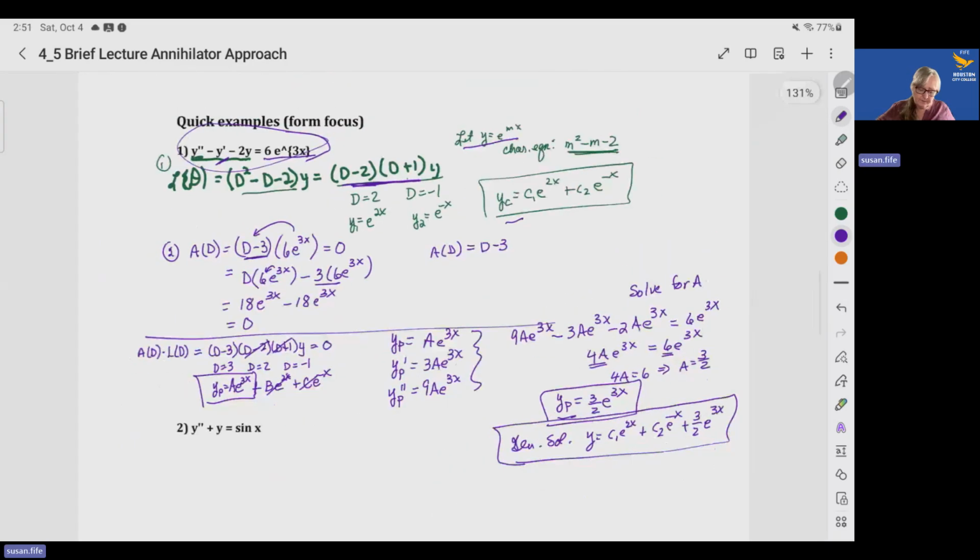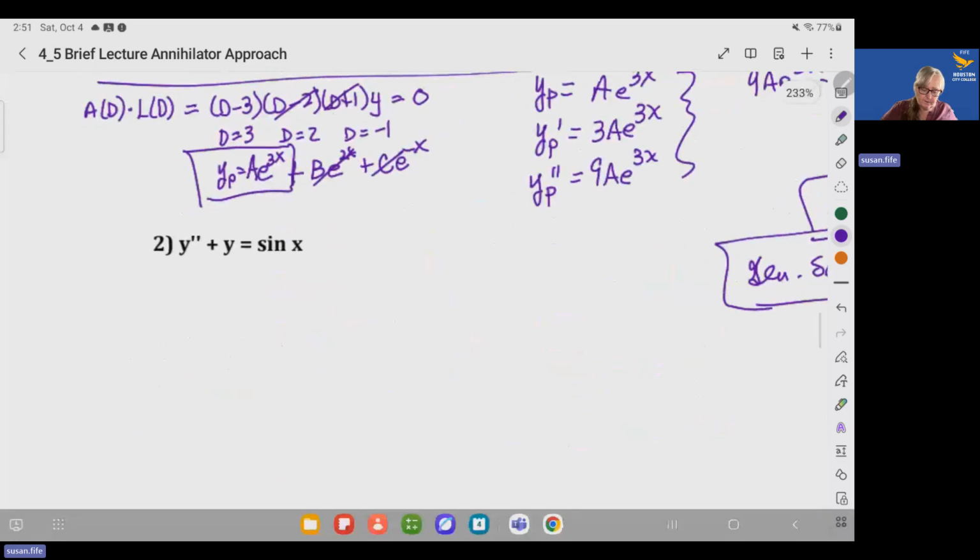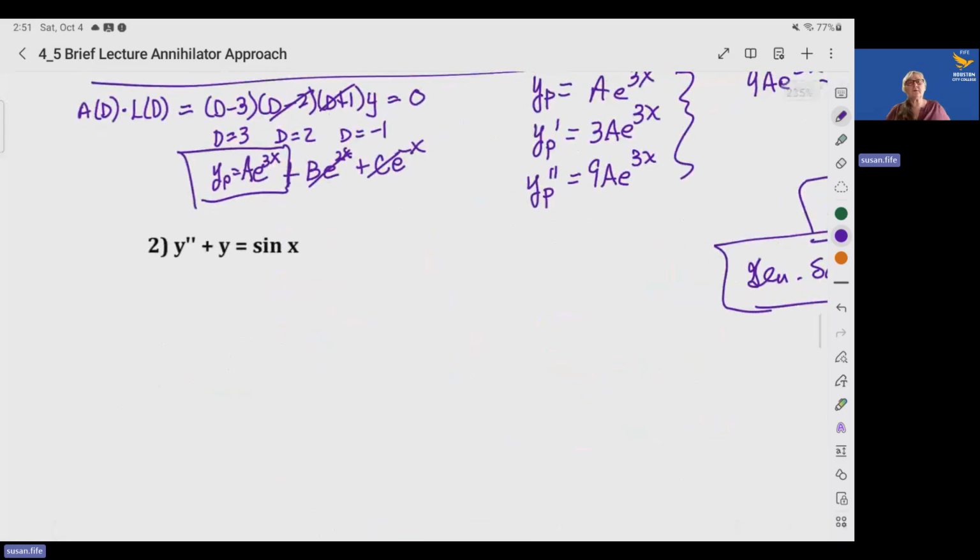So we'll do another example. We'll do this one right here. Y double prime plus y is equal to sine x. So notice that our L of D we get from the left side of the equation gives us d squared plus 1 applied to y. D squared plus 1, you can't factor it, but d squared plus 1 applied to y.